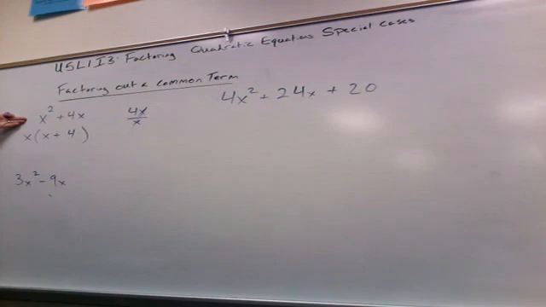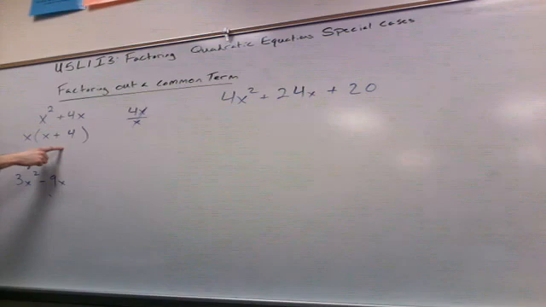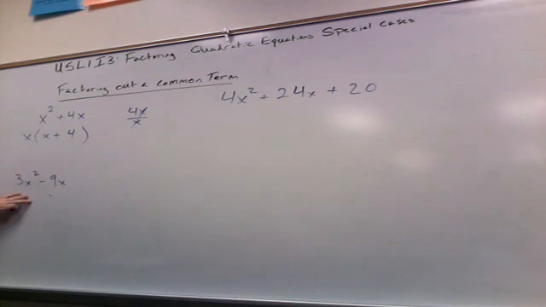Pretty simple? Now, this is still a parabola, right? These are still our intercepts. This m value is 0. This n value is negative 4. The factor is x plus 4, sorry, usually it's x minus n.